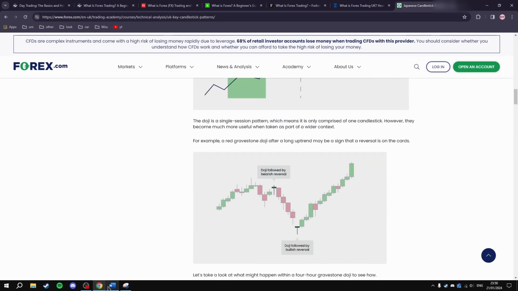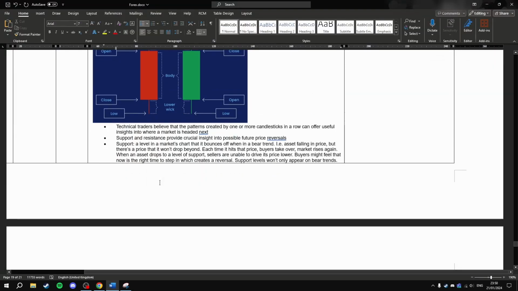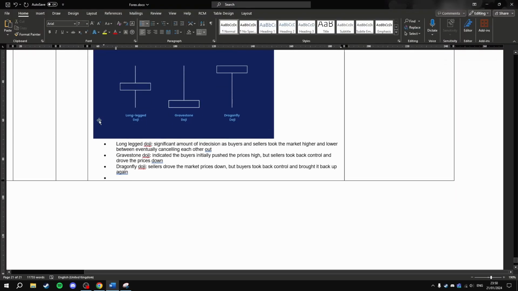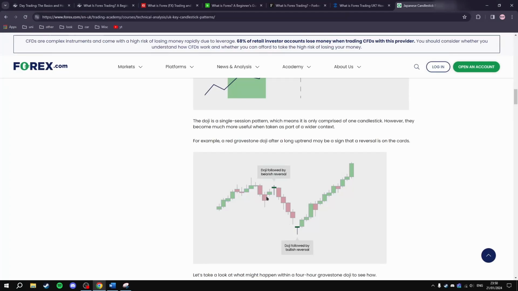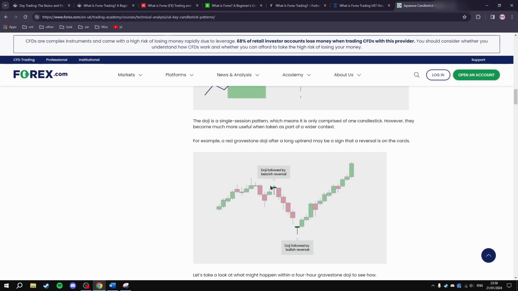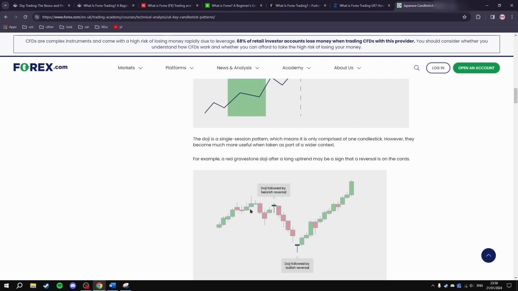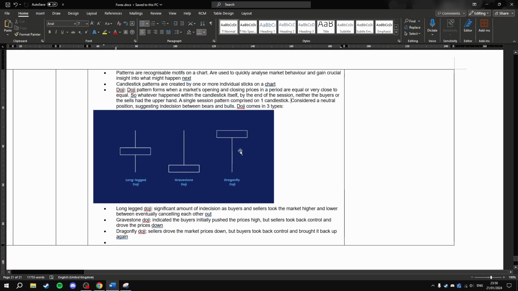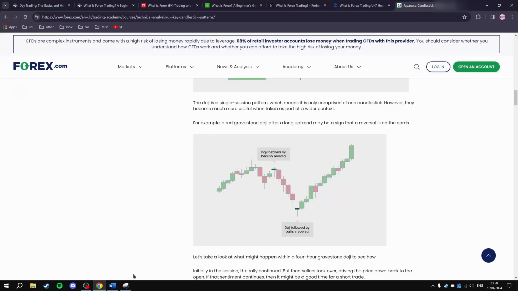Doji. So this is another doji here, isn't it? A doji followed by a bearish reversal. So it goes up, up, up, up, and then this is what we talked about here. It went down, down, down, down, down, followed by a bullish reversal, and then a Dragonfly Doji. Sellers drove the market down, but buyers took control and brought it back up again, and it goes boom, boom, boom, boom, boom.